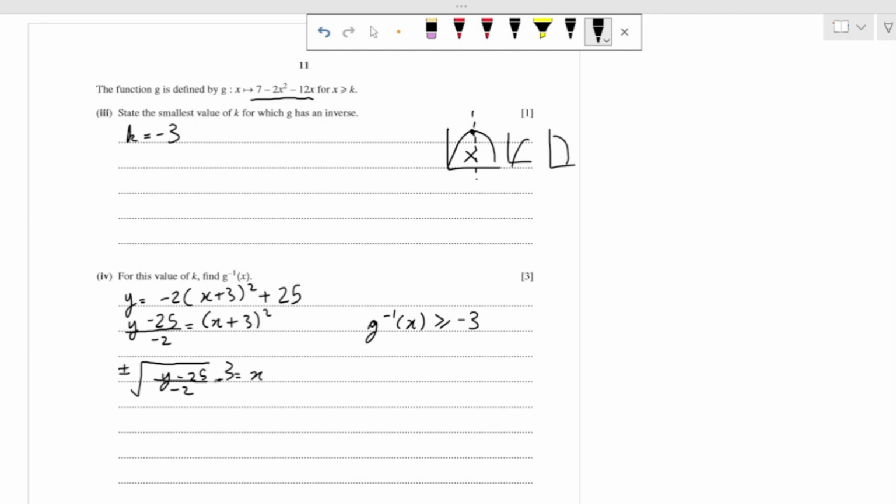By the way, over here it should be minus 3 as well, since we brought it from the other side. So therefore we can conclude that g inverse x would be just the root with only the plus sign: root of (x minus 25) over minus 2, minus 3 outside.